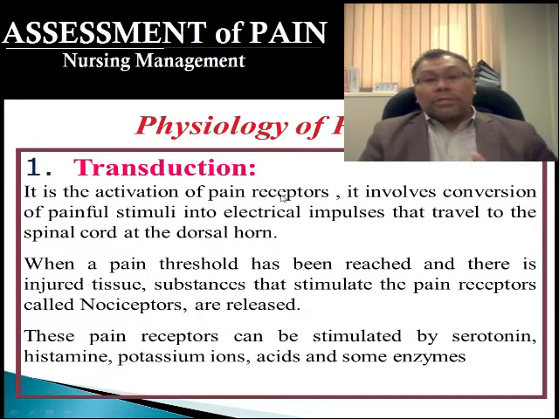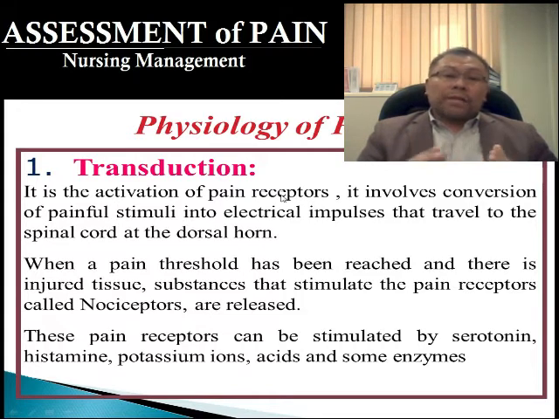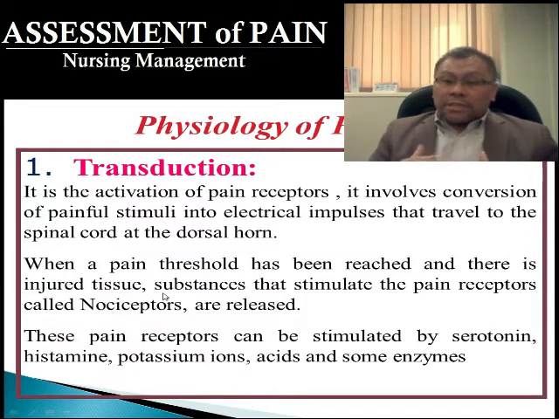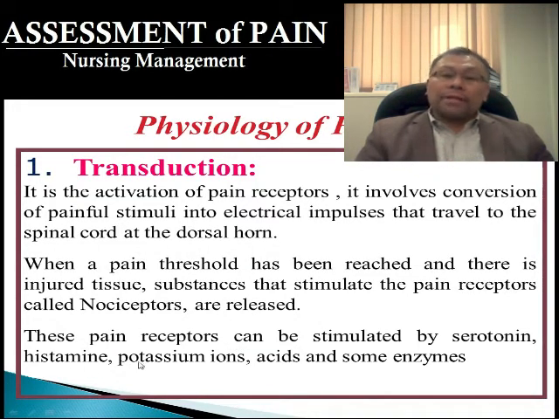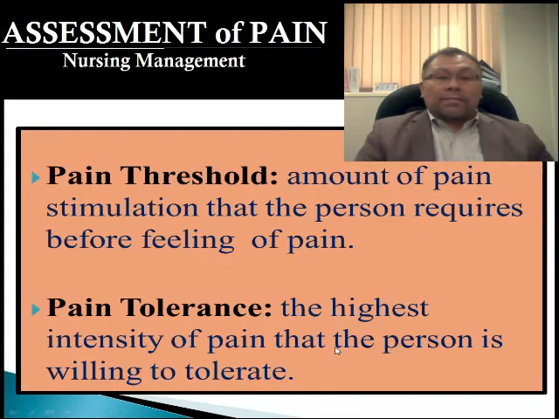This is the activation of pain receptors that involves conversion of painful stimuli into electrical impulses that travel to the spinal cord at the dorsal horn. When a pain threshold has been reached and there is injured tissue, substances that stimulate the pain receptors called nociceptors are released. These pain receptors can be stimulated by serotonin, histamine, potassium ions, acids, and some enzymes.